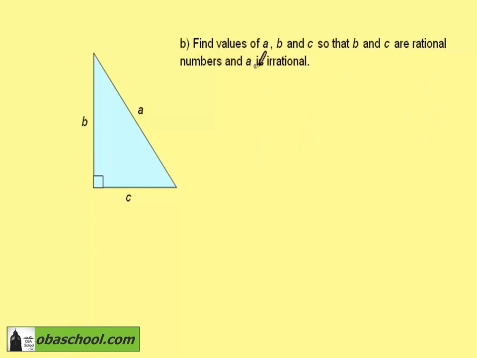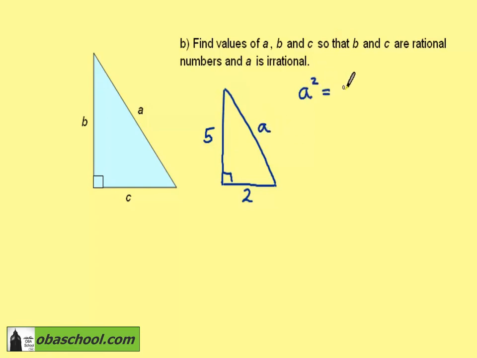We now want to find values of a, b and c so that b and c are rational numbers and a is irrational. Let's draw a right-angled triangle and start making some choices. We could choose 2 and 5 and then work out the value of a.